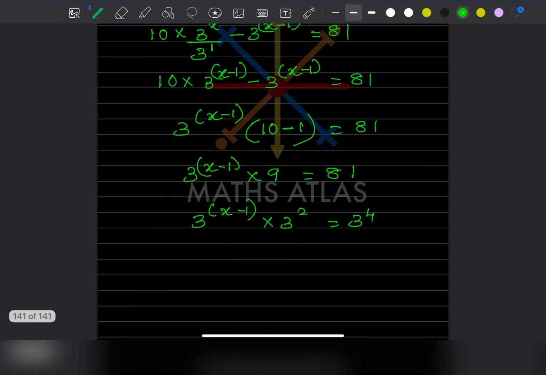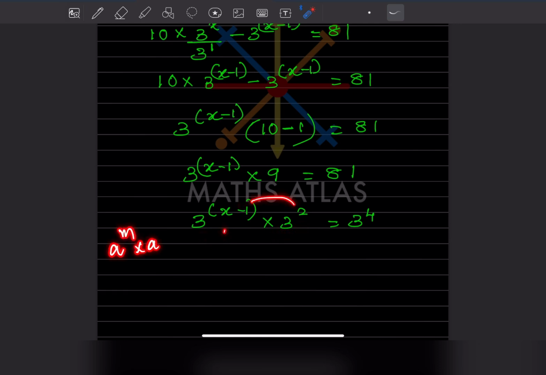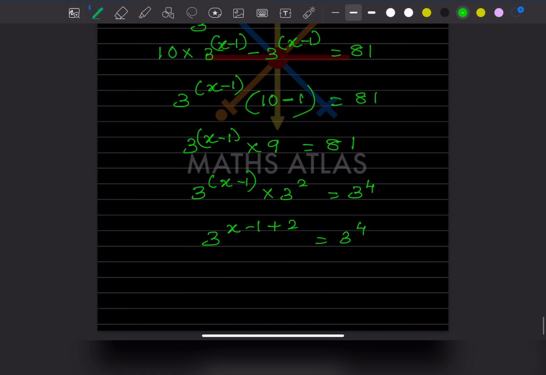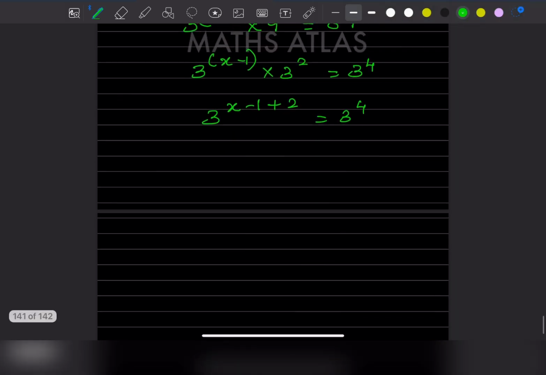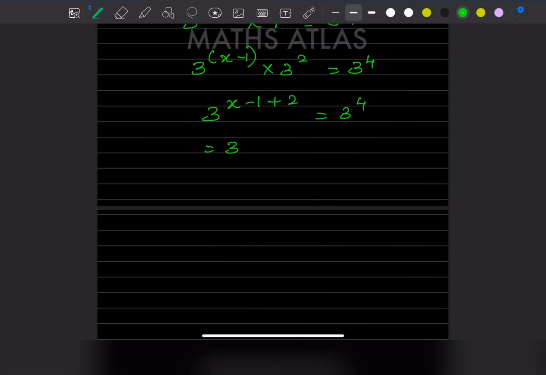Now here what we can see, the base is the same. So we can do one thing, this law: a raised to m into a raised to n, that is a raised to m plus n. So we'll use that law. That will be x minus 1 plus 2 is equal to 3 raised to 4. So this will be 3 raised to x plus 2 minus 1, that is going to be plus 1, is 3 raised to 4.